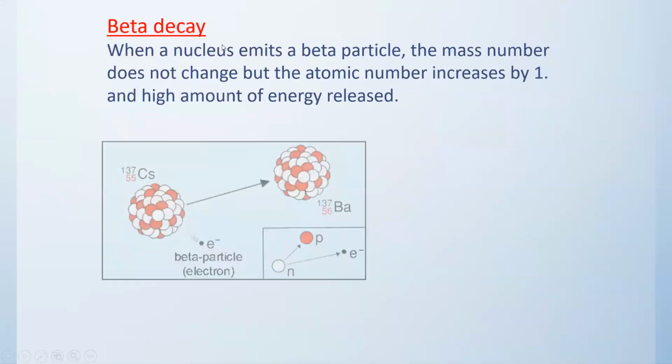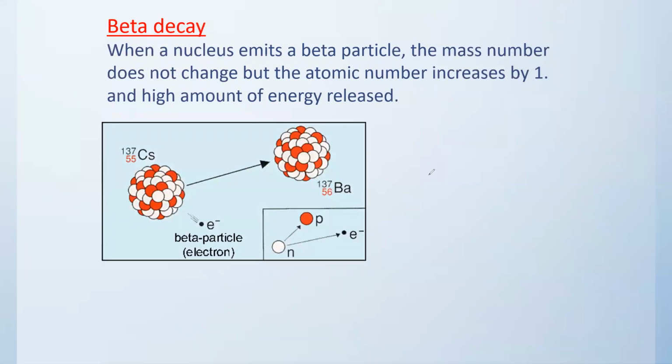In beta decay, what happens? One of the neutrons breaks into a proton and an electron, and this electron is a beta. So the proton remains in the nucleus, and this electron goes out from the nucleus. So as a result, what happens if the proton remains in the nucleus? The proton number will increase. But the nucleon number does not change, because the nucleon number is the sum of neutron and proton. One neutron decreases, one proton increases. So as a result, there will be no change.